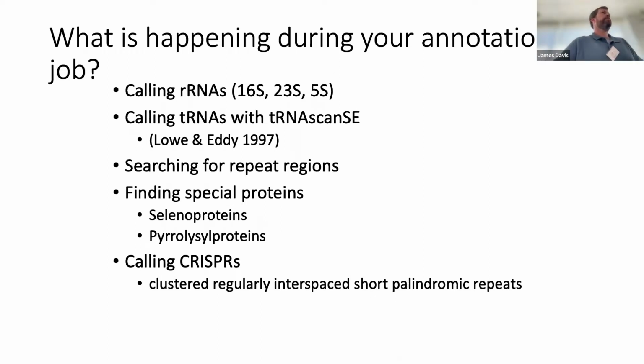Selenoproteins and pyrrolysyl proteins are special because they contain a stop codon. And there's a mechanism by which a selenocysteine or a pyrrolysine gets placed into that amino acid sequence. So what happens when a traditional gene caller is scanning the genome is that it interrupts the open reading frame. And so you end up with 2 pieces of an open reading frame instead of 1 full open reading frame. So that's why we have a bespoke tool for finding those. The next thing it does is it looks for CRISPRs. These are clustered regularly interspaced short palindromic repeats, and everybody knows CRISPRs at this point.